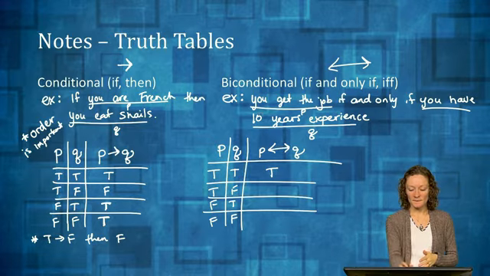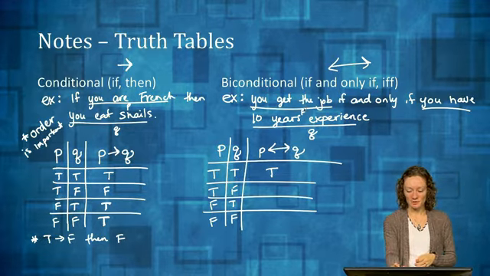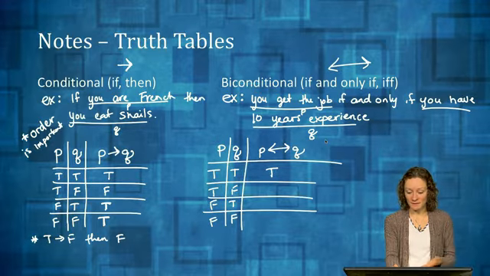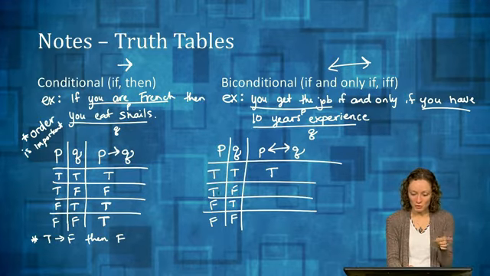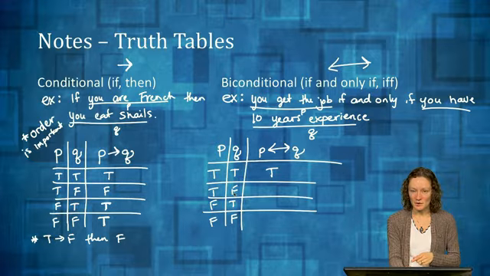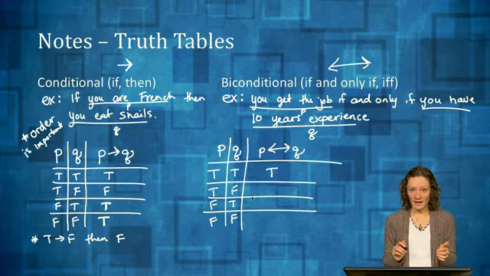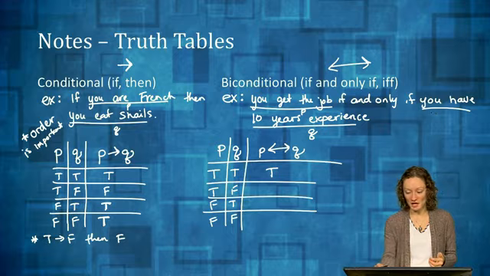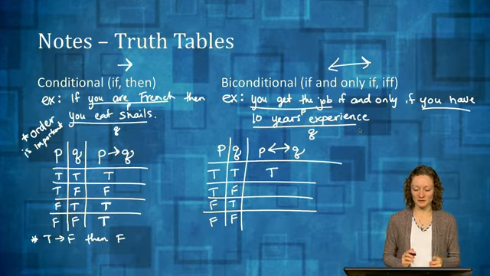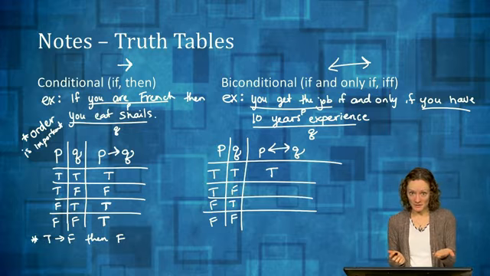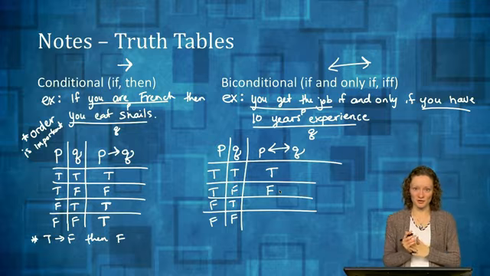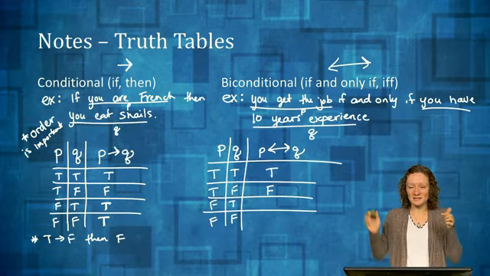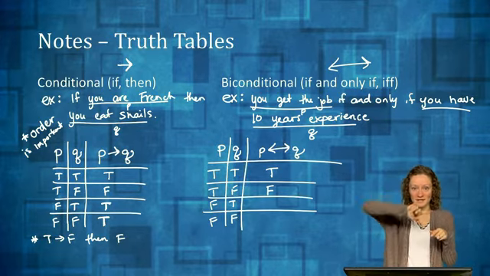The second scenario, it's true that you get the job and false that you have 10 years experience. Sometimes employers make that claim that you need this experience to get the job, but then hire outside of that. So true that you get the job, false that you have the experience. Was the employer lying or telling the truth when they said you get the job if and only if you have 10 years experience? Well, you got the job, but you didn't have the experience. So while you're happy you got the job, that statement is not true. That statement is a lie because 10 years experience wasn't something you needed to get the job.